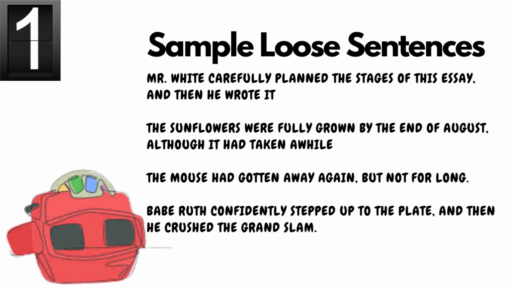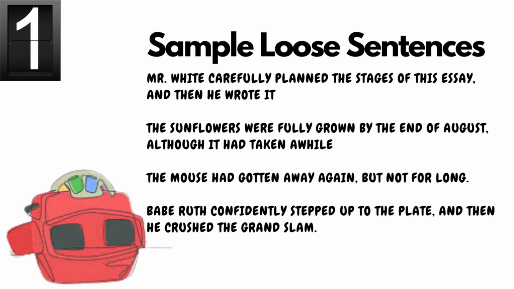So in terms of the ViewMaster, we're going to take a look at 4 sample loose sentences, and then I'll show you exactly what we do with this. So Strunk and White says, Mr. White carefully planned the stages of this essay, and then he wrote it. And mine are, the sunflowers were fully grown by the end of August, although it had taken a while. The mouse had gotten away again, but not for long. Babe Ruth confidently stepped up to the plate, and then he crushed the grand slam.